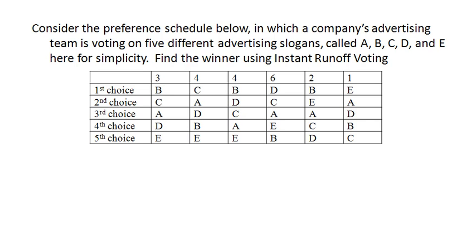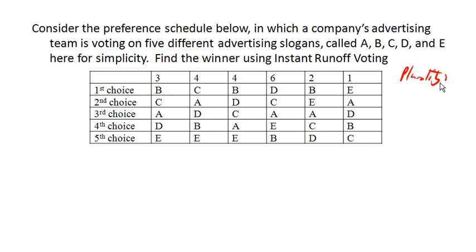Now just for the fun of it, notice that if we were to use basic plurality voting, D would be the winner here. Oh wait, I lied. Let's see, B has 4, 5, 6, 7, 8, 9 first place votes. Sorry, B would be the winner under the plurality method.